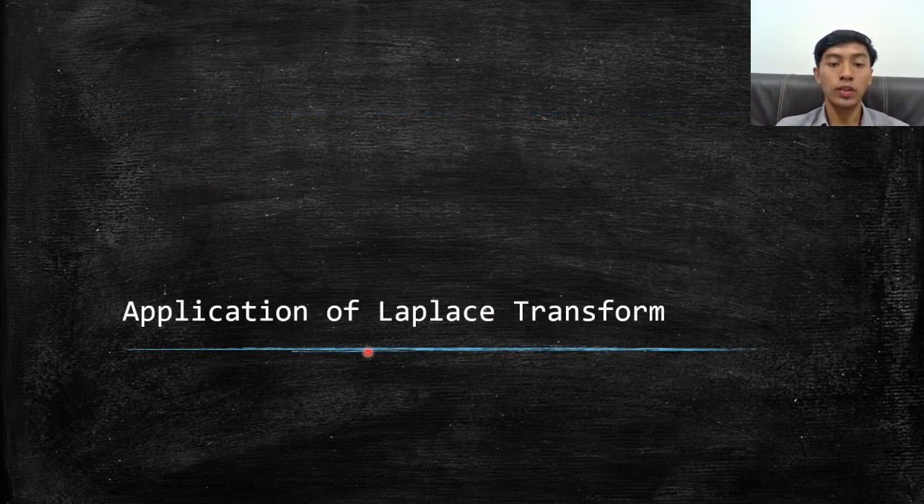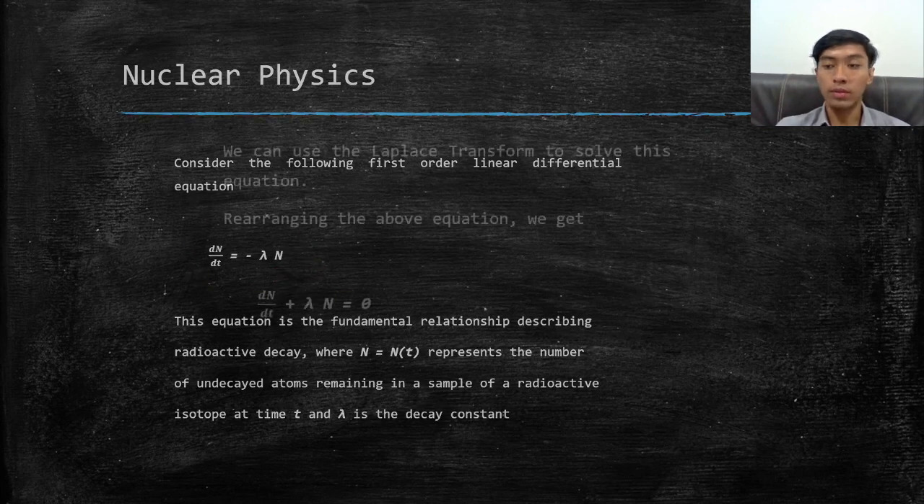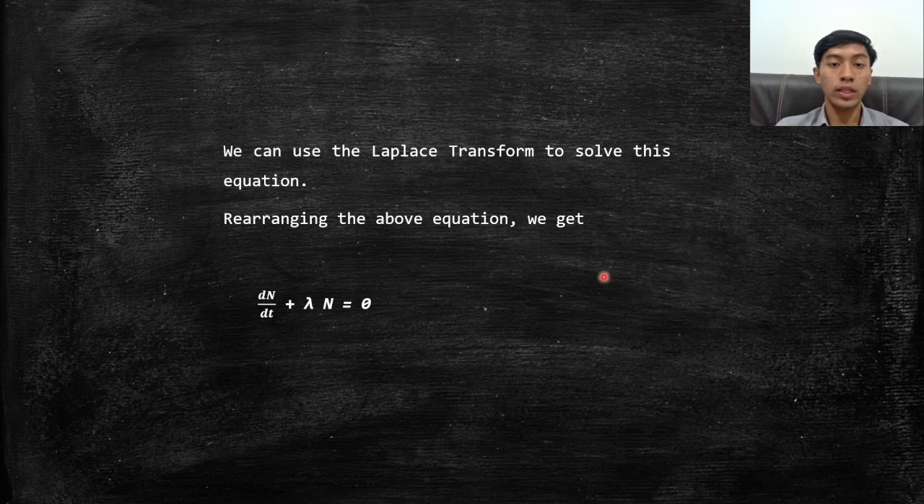For the application of Laplace transform in nuclear physics, consider the following first-order linear differential equation. The equation is dN over dt equal to negative lambda N. This is our equation, and we can use the Laplace transform to solve it. So we rearrange the equation. Before this, dN over dt equal to negative lambda N, so we move lambda N to the left side: dN over dt plus lambda N equal to 0.